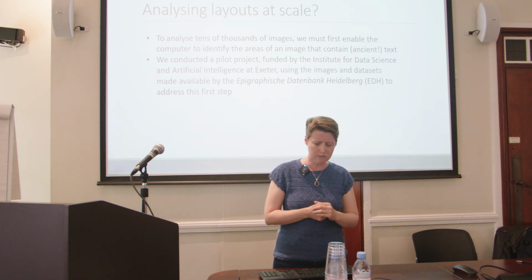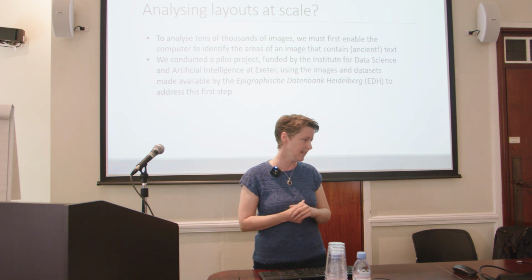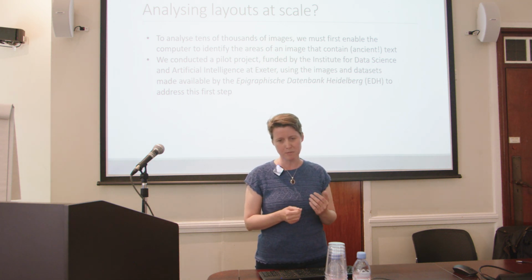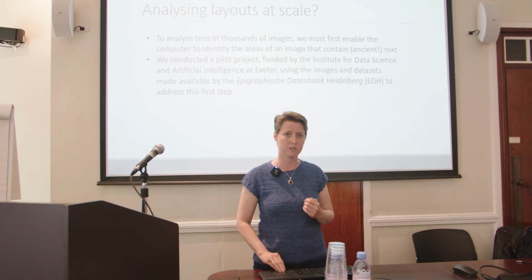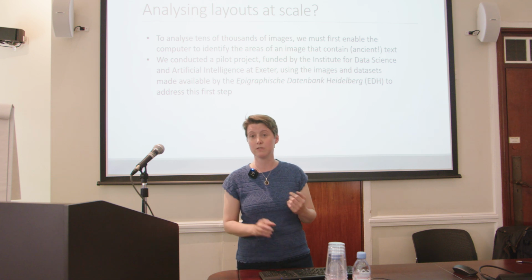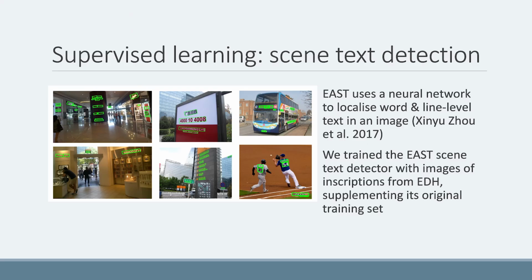And so through a project that was kindly funded by IDSI, the Institute for Data Science and Artificial Intelligence in Exeter, we used some of the images that were available in the Heidelberg database to start addressing this first step. And I collaborated with two computer scientists, Jack Christmas and Dimitri Kangin, for this project. We used something called a scene text detector, which uses a neural network to look for word and line level text within images. Now, it was trained on datasets like the one that you see above me.